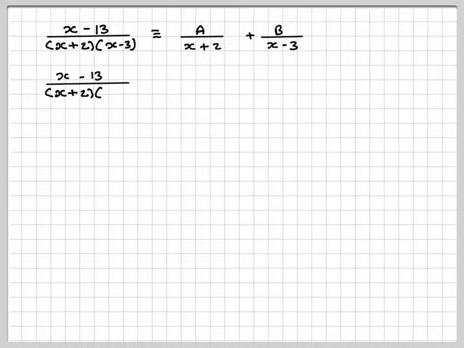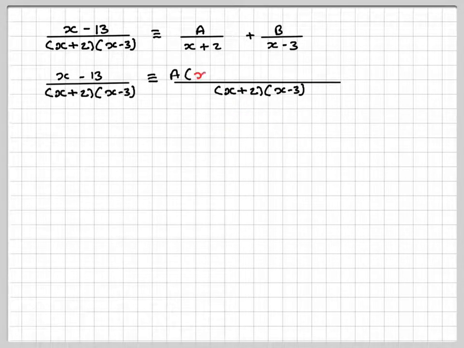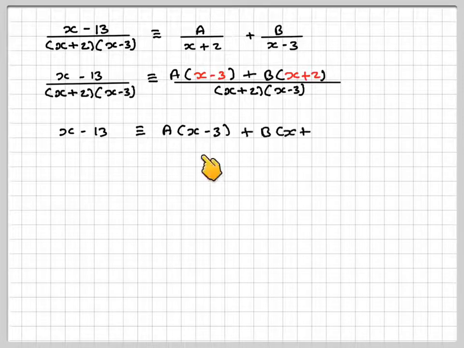So this now becomes equal to, putting this over a common denominator, A(x minus 3) plus B(x plus 2). Because we now have the same denominator, we can now say that x minus 13 is equivalent to A times (x minus 3) plus B(x plus 2).